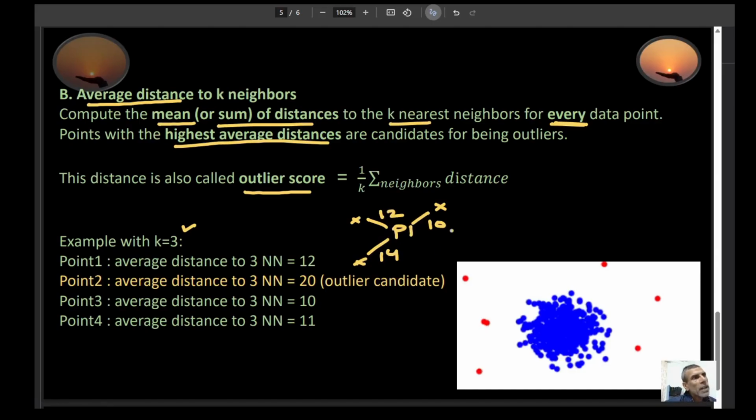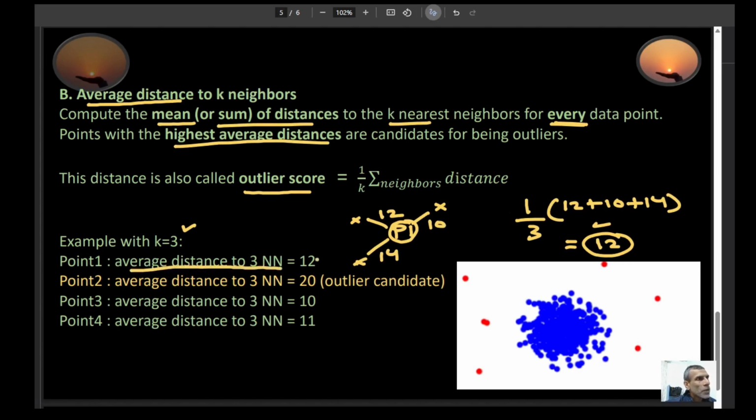Then you calculate the average of them. In this case, I'm going to say 1 over 3 times, okay, then you add all the distances together. So you say 12 plus 10 plus 14, and that answer will come out to be 12. So the average distance of point P1 to the three nearest neighbors is 12. And this is how you get the average distance to three nearest neighbors equal to 12. So this is for point P1.